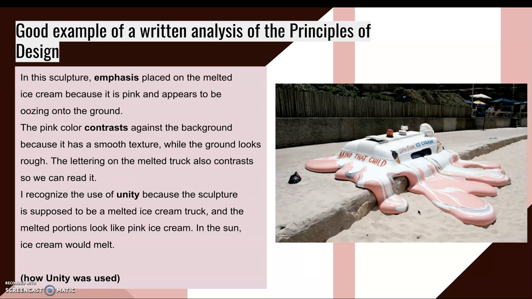Great. One more principle of design, I identified the use of unity. I recognize the use of unity because the sculpture is supposed to be a melted ice cream truck, and the melted portions look like pink ice cream. In the sun, ice cream would melt. So I'm explaining unity in terms of the fact that it's an ice cream truck, but it looks like it's melting, like how melted ice cream would actually look in real life. So what's unifying this design of the sculpture? It's the use of the illusion of ice cream.